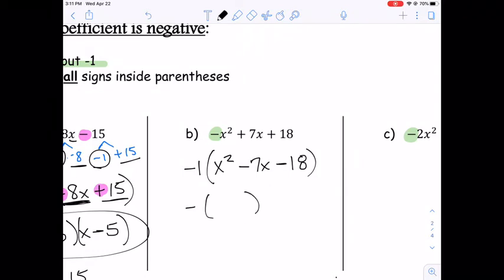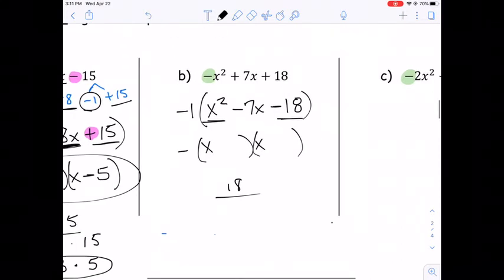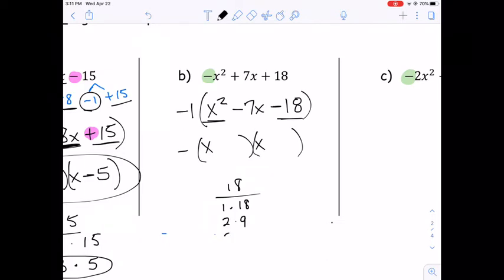Now, just look in the parentheses. I'll need x times x to give me that first term. To get the 18, when I multiply, I could do 1 times 18, 2 times 9, or 3 times 6. Can I add or subtract any of those to get a 7 in the middle? Yes. 2 and 9 can subtract to a 7.